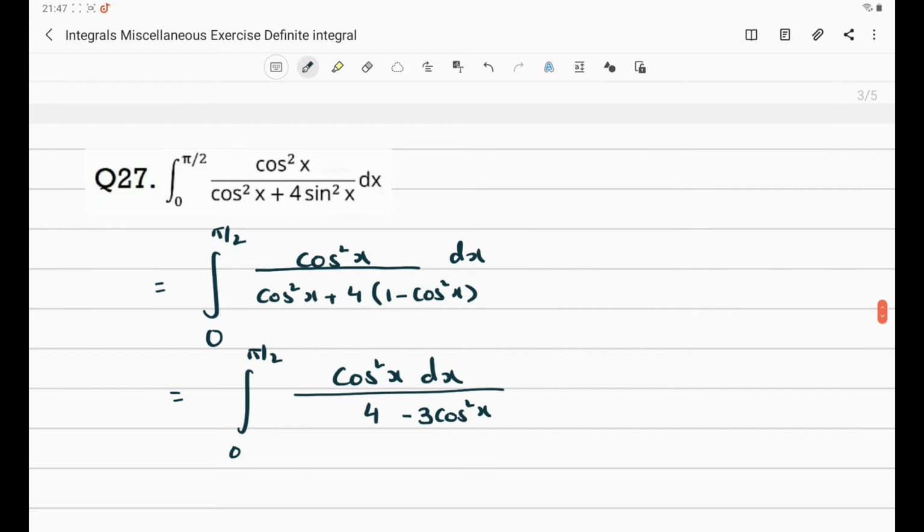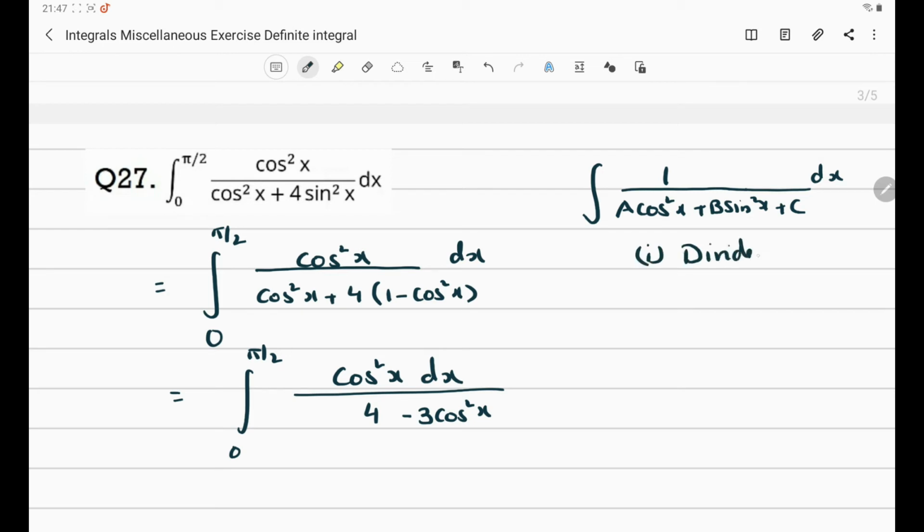Whenever we have the integrand of the form 1 by a cos square x plus b sin square x plus c dx, then the method to evaluate this integral is, the first step is divide numerator and denominator by cos square x. The second step is put tan x equal to t, and we can evaluate the integral.